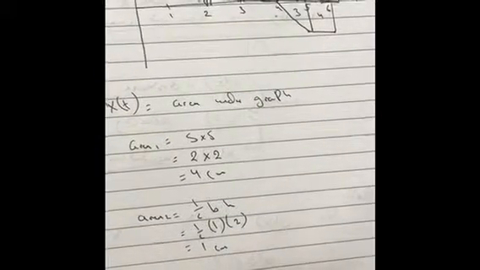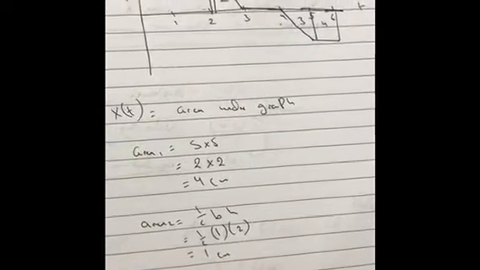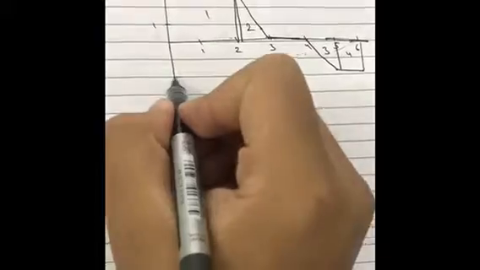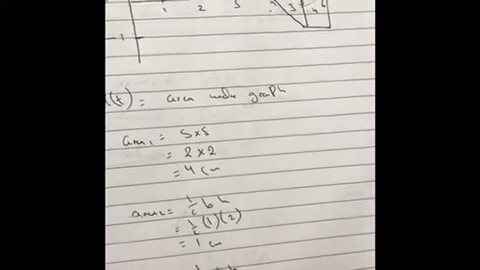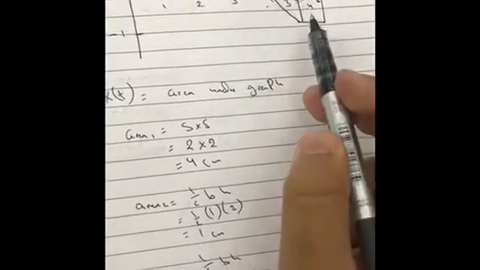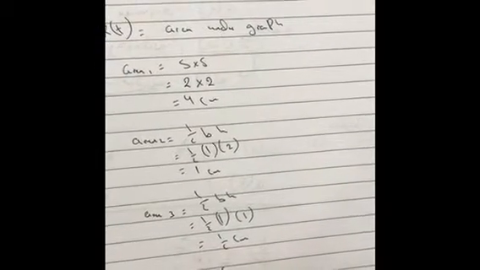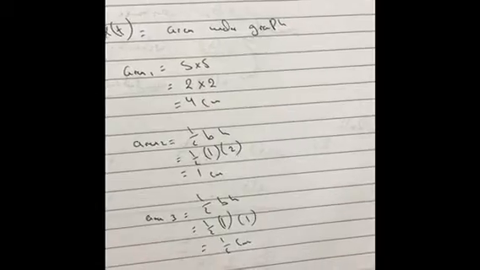Area 3 is also the area of a triangle, half base times height. The base we have is 1, and here it is negative 1, so the height is also 1, so it will be half a centimeter. And the last one, area 4, is a square, side by side, 1 times 1, so it is 1 centimeter.